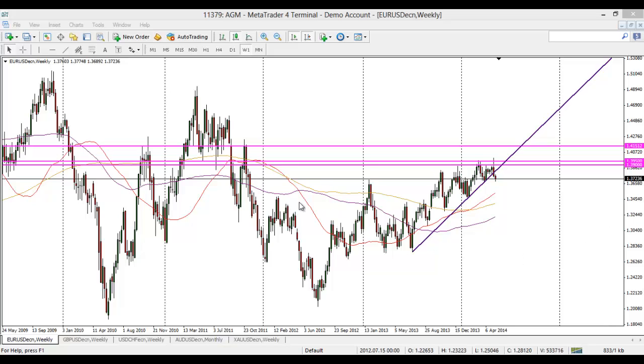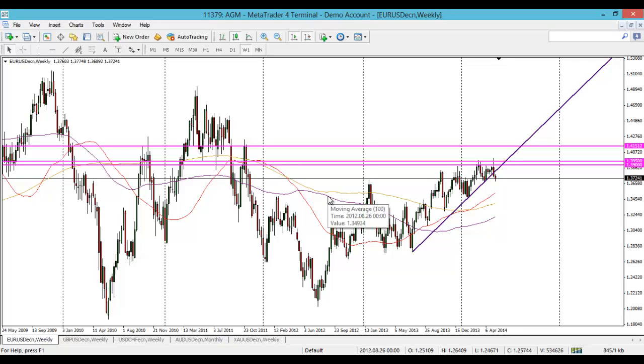For any new followers out there, we have 3 moving averages on each of these charts. The red one is a 50 simple, the purple 100 simple, and the gold is a 200 simple moving average.